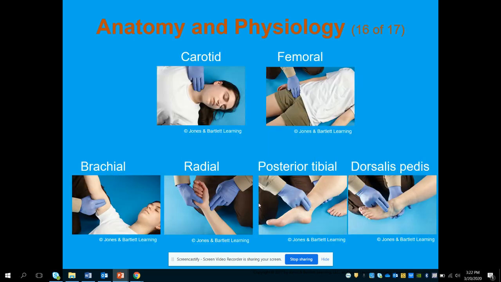peripheral pulses. Now, if we have an absent radial pulse but a present carotid, that of course doesn't mean that the patient needs CPR. That just means that their blood pressure is low. And so depending on what literature you're looking at, that could be less than 80 or less than 90 systolic. But it's not until the absence of a carotid or femoral pulse that we would actually want to begin CPR. So those up top are going to be our central pulses, and down at the bottom are our peripheral pulses.